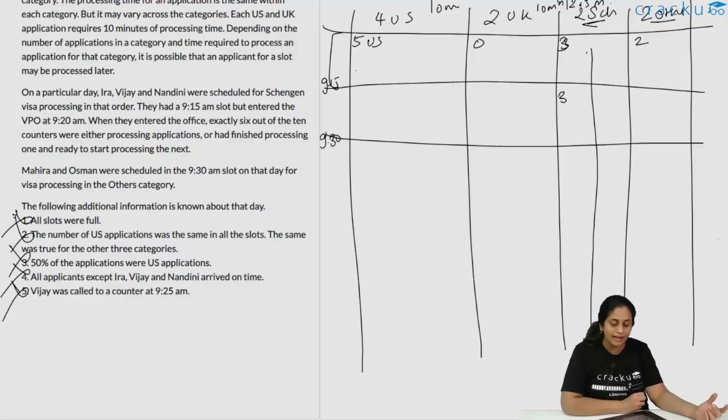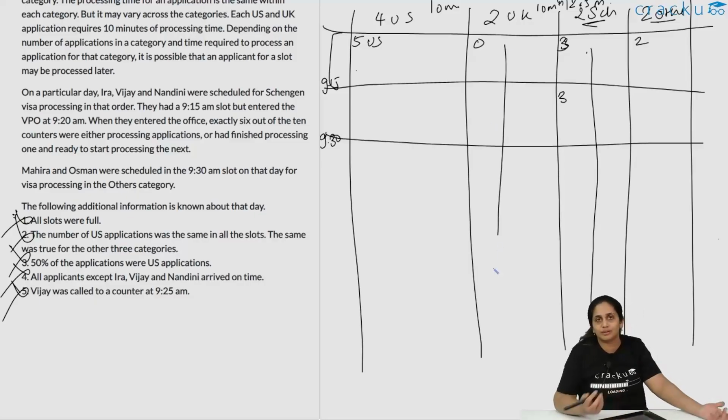So, do we have any indication of the time required to process the others application? We are told that when Ira, Vijay and Nandini arrive at 9:20, exactly 6 of the 10 counters are either processing or had finished processing and were ready to start the next. Which means that 6 were working and 4 counters were empty. Of these 4, 2 would be the UK counters because UK has 0 applications. So that would mean that there were 2 counters which were not working.